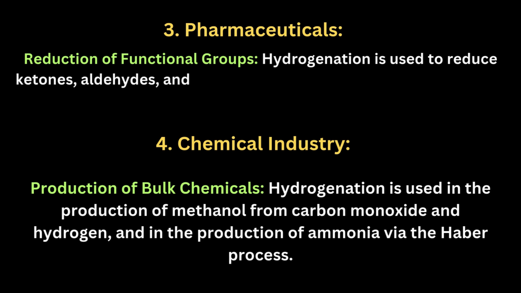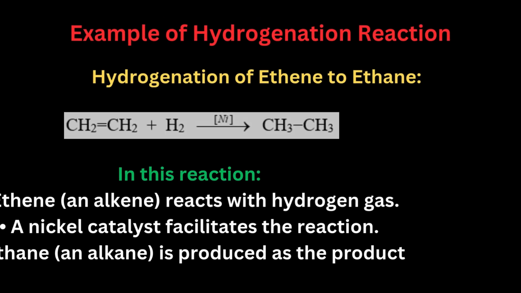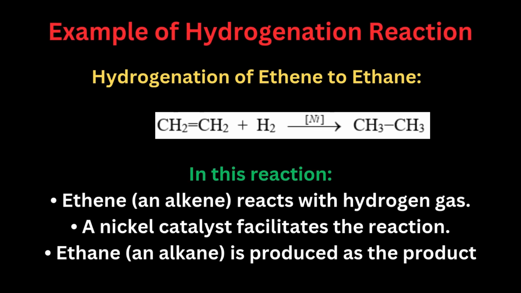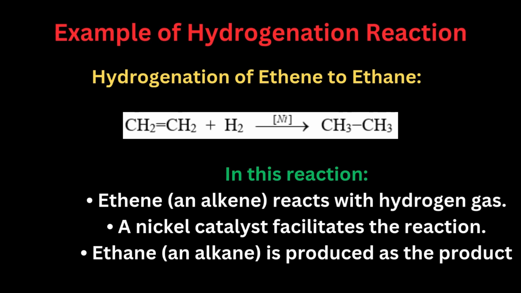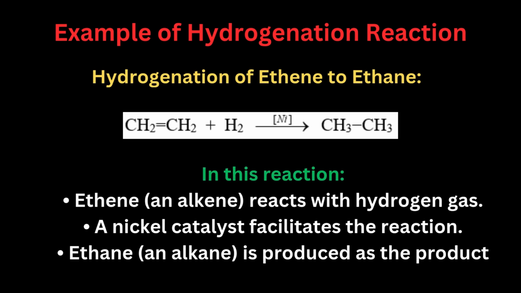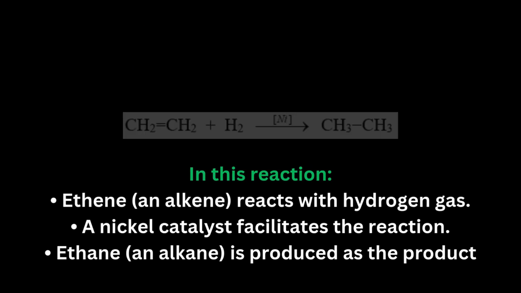4. Chemical industry. Production of bulk chemicals: hydrogenation is used in the production of methanol from carbon monoxide and hydrogen, and in the production of ammonia via the Haber process. Example of hydrogenation reaction. On your screen, you can see the reaction between ethene and hydrogen in the presence of nickel as a catalyst. In this reaction, ethene, an alkene, reacts with hydrogen gas. A nickel catalyst facilitates the reaction. Ethane, an alkane, is produced as the product.